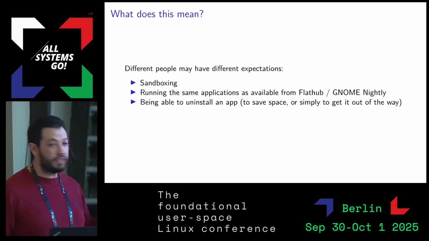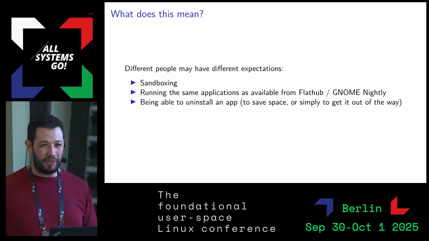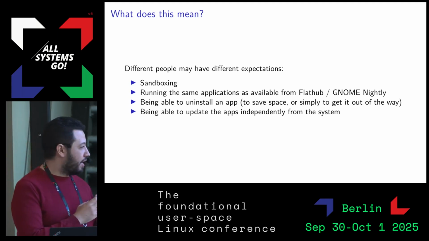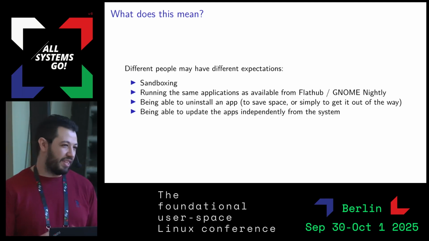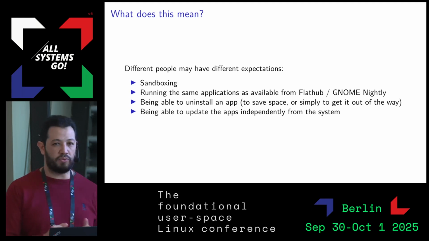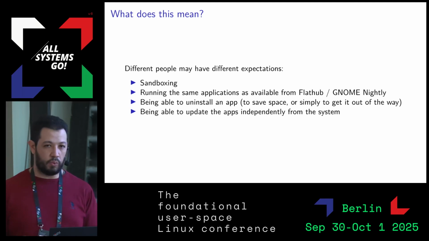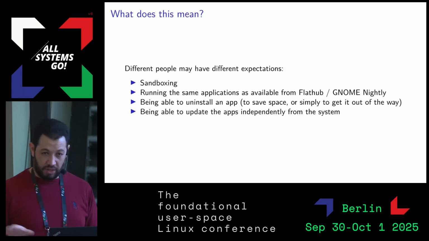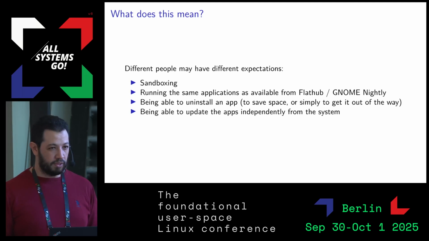So these, you could consider them already as two separate things. Uninstalling an app to save space, and uninstalling an app to get it out of the way. Being able to update the apps independently from the system. So the system, this is probably not an issue for GNOME OS, since we're trying to build things nightly, but it could be useful for a future stable branch where we don't update very often.